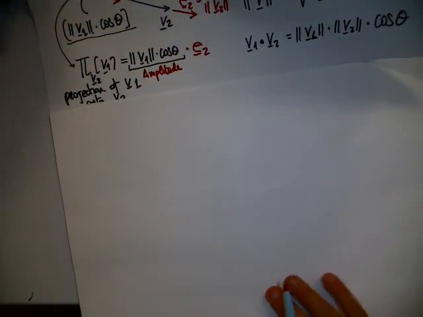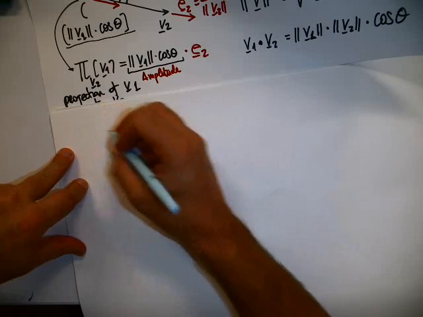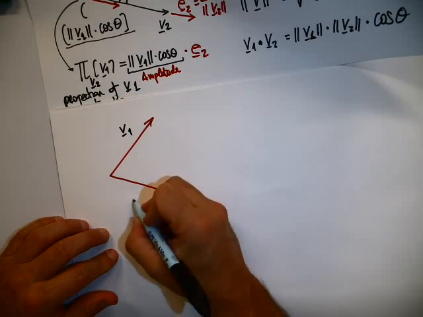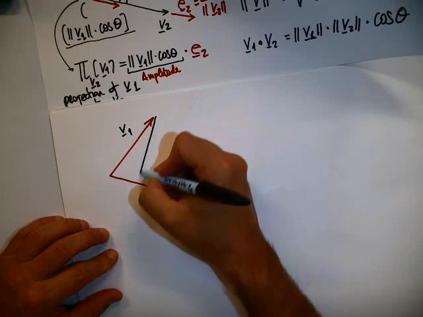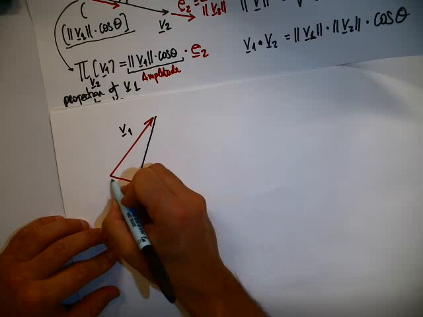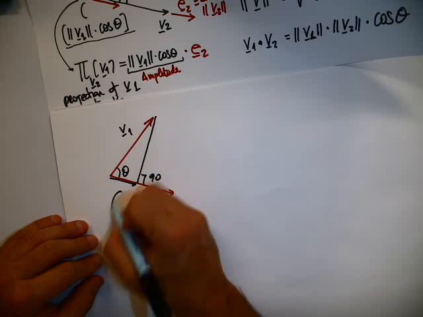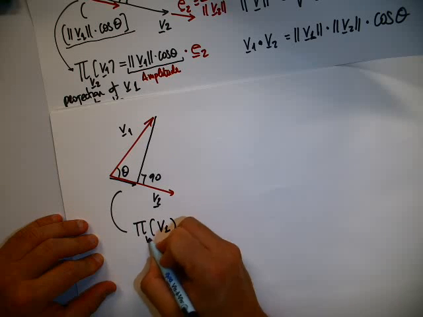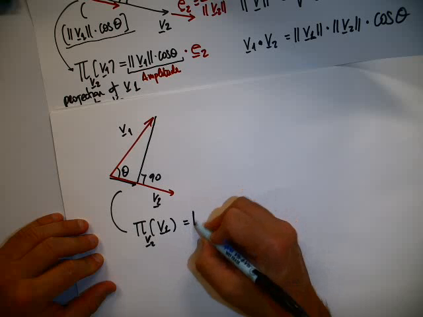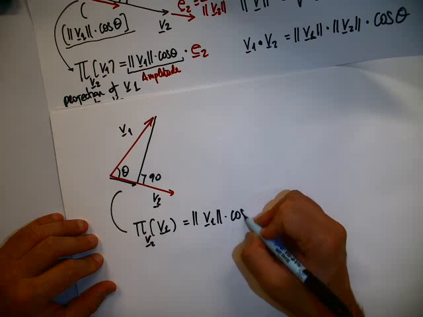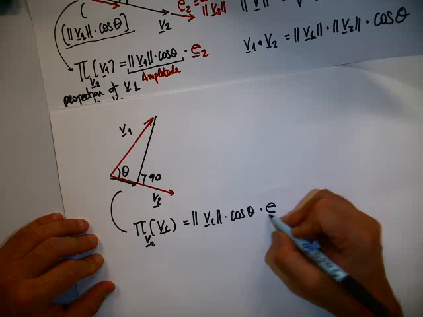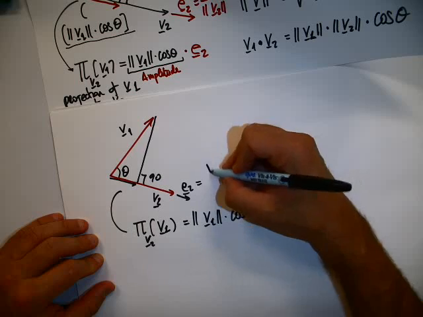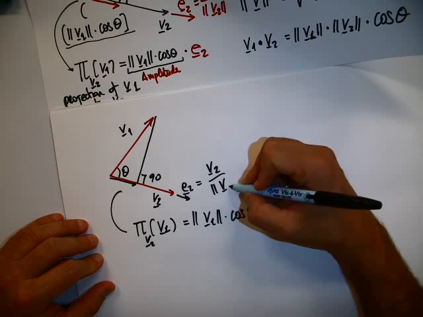so let's see how we can rewrite this. This is V1. This is V2. Well, I did a projection, 90 degrees. And this is the projection of V1 onto V2, and is equal to this amplitude times the unit vector E2. And this unit vector E2, we define as V2 divided by the norm of V2.